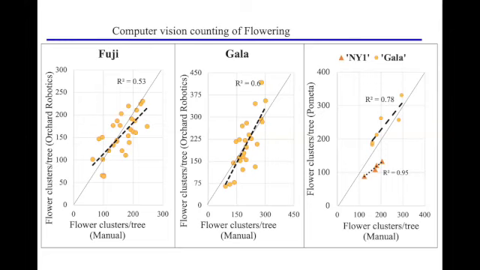And you can see that with Fuji, if flower cluster numbers were essentially below 200, we were pretty close. But when we got very high flower cluster numbers over 200, then we were typically underestimating the number of flower clusters with these computer vision counts. With the second one, Gala, we were very, very close with the manual counts. And in the New York one and Gala, in the last slide at a different location, we were fairly close with the Gala flower counts, but the New York one, for some reason, we were underestimating the number of flower clusters using computer vision.